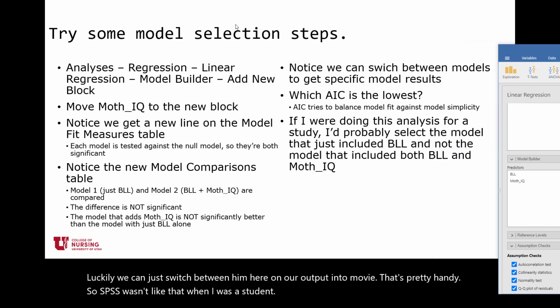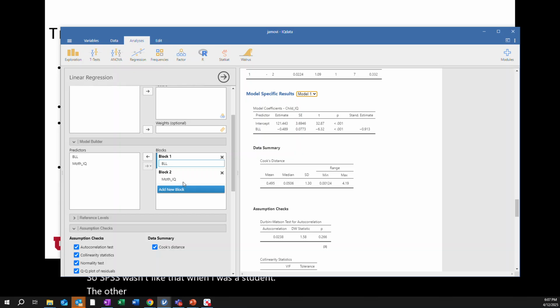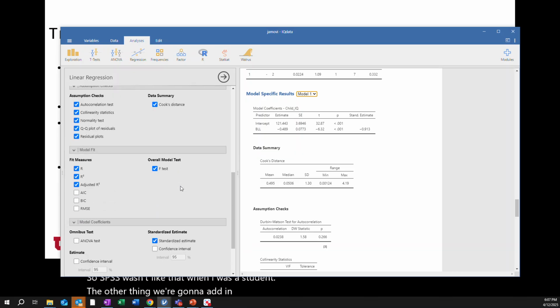Okay. The other thing that we're going to add in, under model fit, is some other things: AIC, BIC, RMSE. We're just going to focus on AIC. With AIC, the lower the AIC, the better the model is.